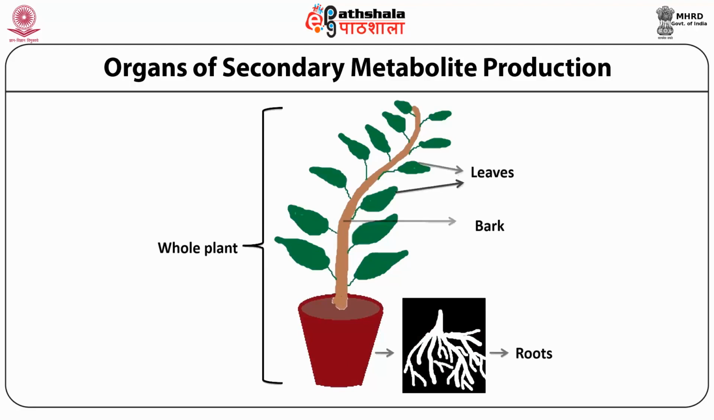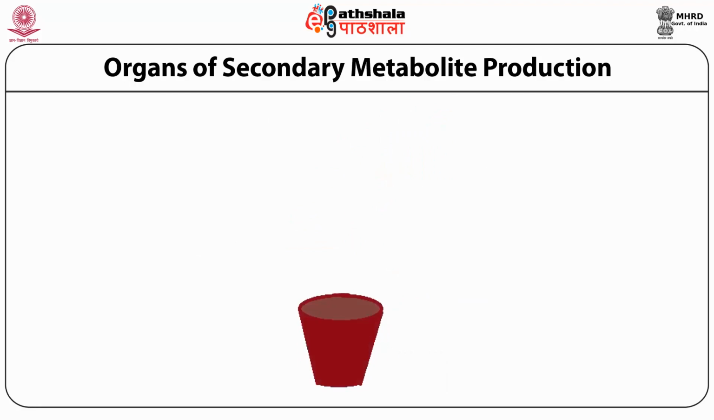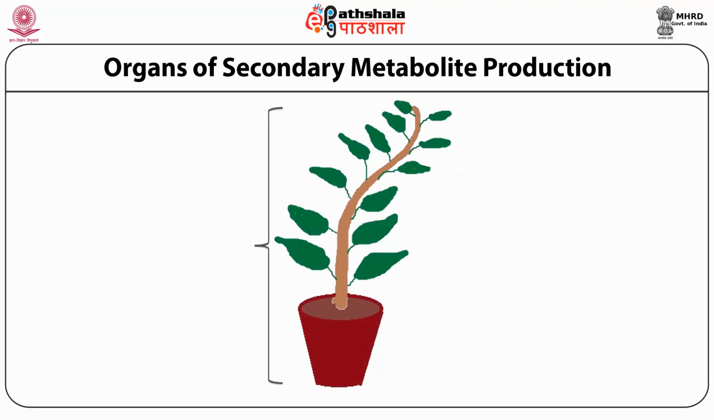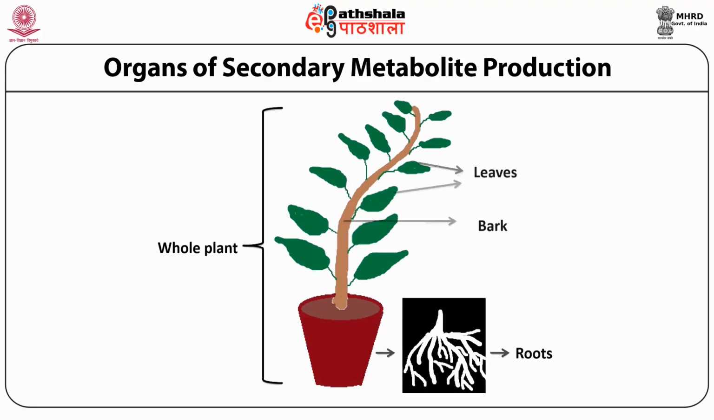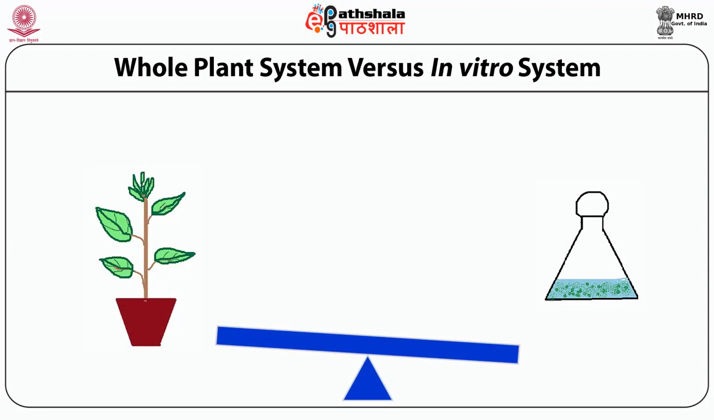Secondary metabolites can be produced in the entire plant body, or it can be very localized. Like it can be produced either in the flowers or leaves, bark or roots. Now, how do we carry out commercial production of secondary metabolites? There are two ways by which we can do it. First, we can either produce it in the whole plant. We can use whole plant as our factory, or we can do it under in vitro culture.